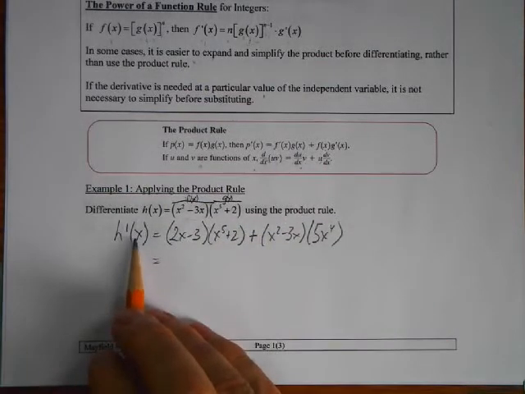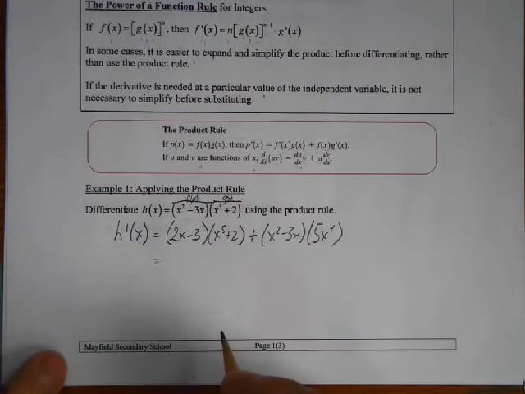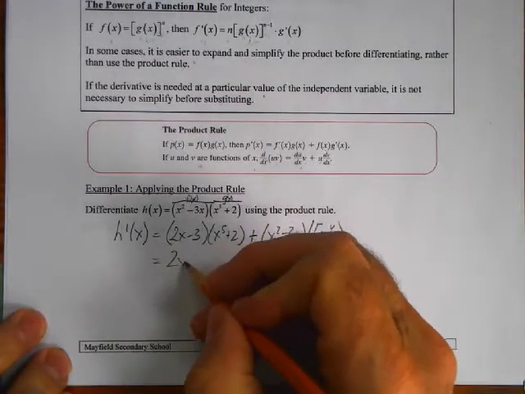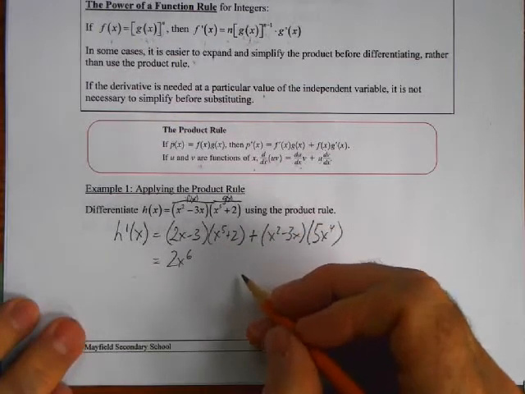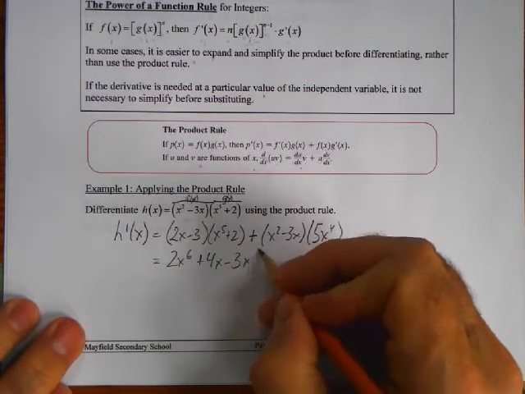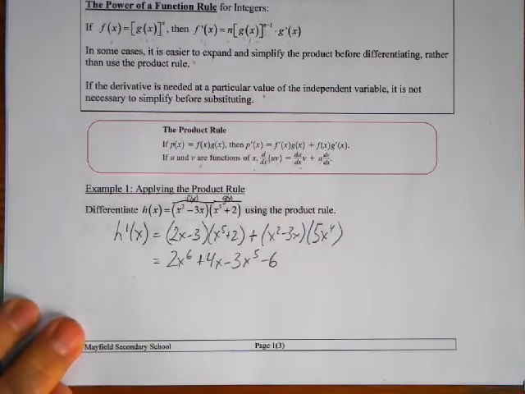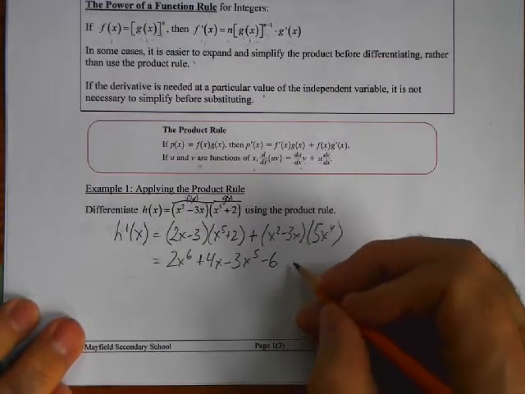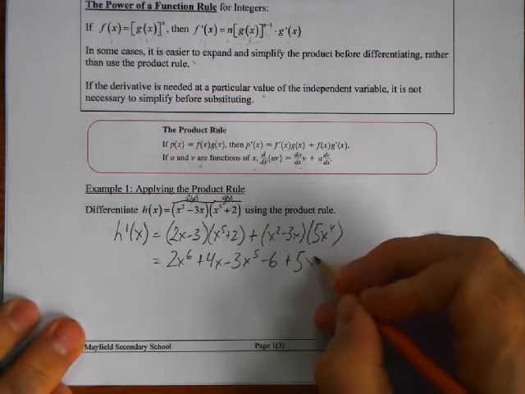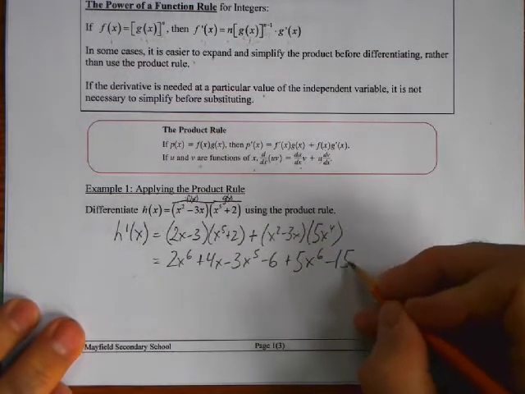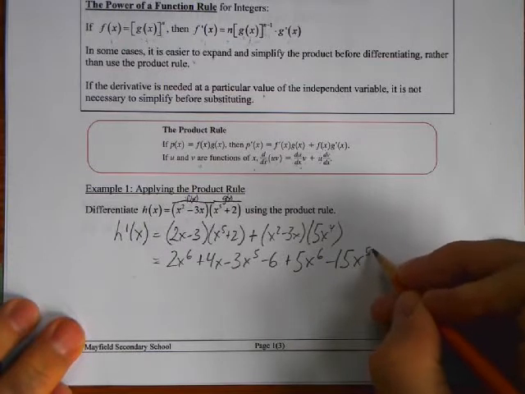So now, since this is derivative with respect to just x, not for a specific value of x, we're actually going to expand and simplify. So I got a couple of FOILs here. I've got 2x to the 6th plus 4x minus 3x to the 5th minus 6. Okay, so that's that FOIL, and then I've got x squared times 5x to the 4th, so that's 5x to the 6th, and then minus 15x to the 5th.